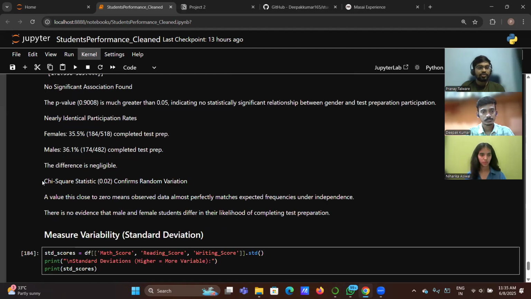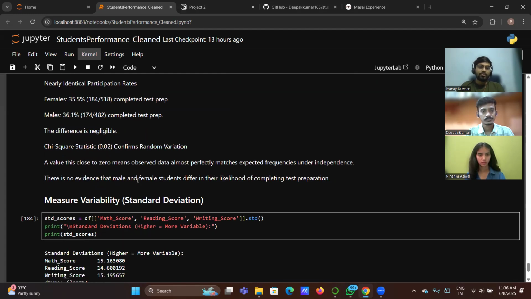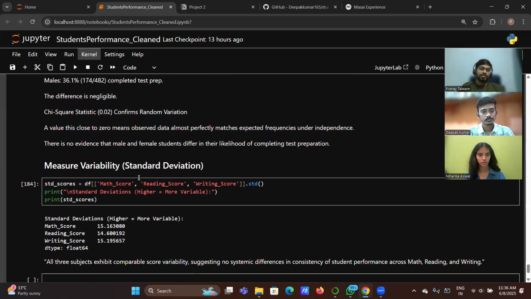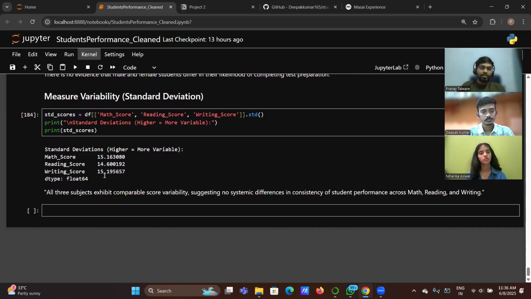Means like the chi-square statistic confirms that whatever random variable we have taken, it is closer to the actual value. So that is about the statistical testing. And further we went to test the variability of the scores.